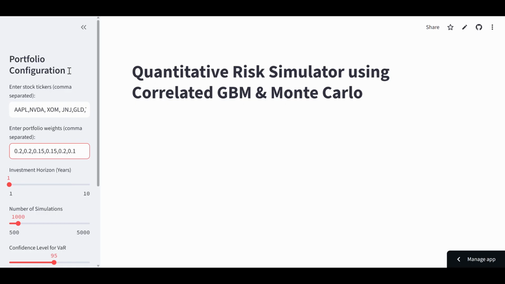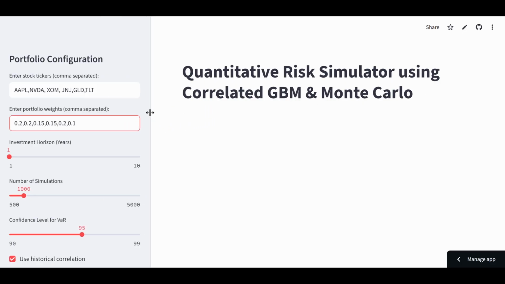Cool. This is the very basic interface that we have, which is a Streamlit application, because I'm not a coder. I'm not into development. We have this sidebar where you give your configuration. We use these stocks for now: Apple, Nvidia, XOM, which is Exxon Mobil Corp, an energy company, Johnson and Johnson, gold, and also 20 plus year Treasury bonds. So very different kinds of assets, from different industries and with different risk ratios.